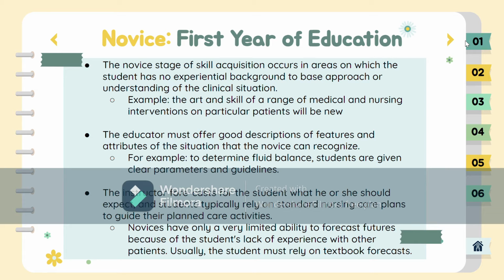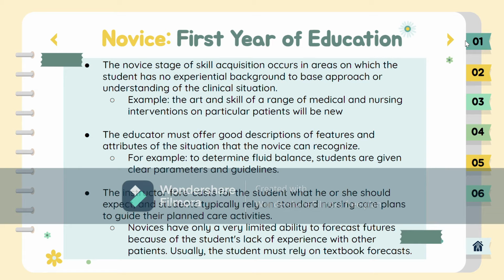The novice stage of skill acquisition occurs in areas on which the student has no experiential background to base approach or understanding of the clinical situation. So, an example of that is the art and skill of a range of medical and nursing interventions on particular patients will be new. So, pretty much they won't have any idea or they will need absolute guidance in most of the stuff that they'll be doing in nursing practice.